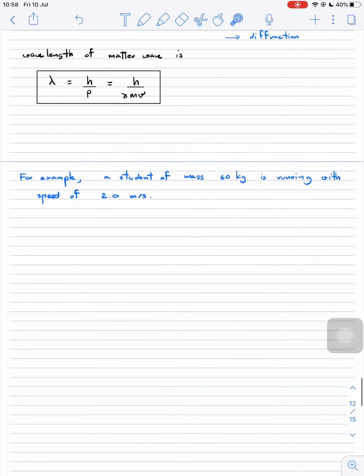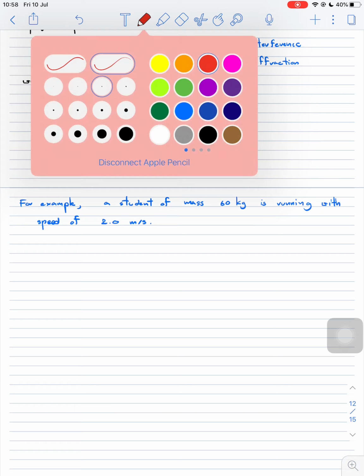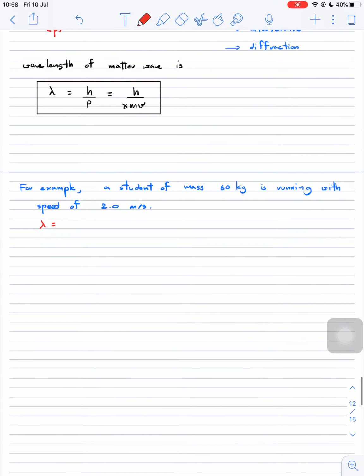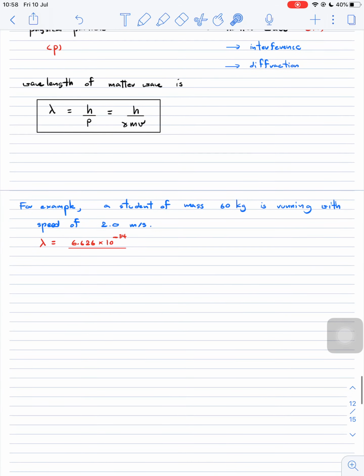Now we just want to find the wavelength of the matter wave of this student. So let's say that the wavelength lambda equals h over, let me put in the numbers. The h is 6.626 times 10 to the negative 34. Now the speed here is very low compared to the speed of light in vacuum, so gamma is just about 1. So we have momentum equal to mass times velocity. The mass is 60 kilograms and the speed is 2.0.